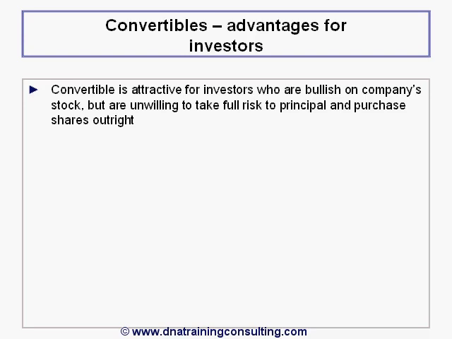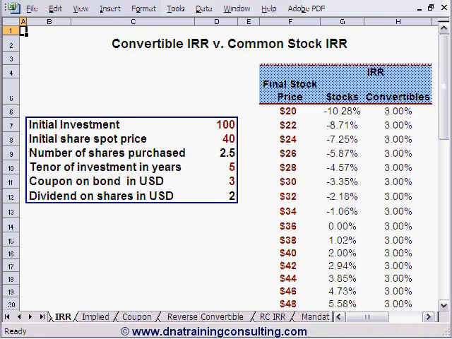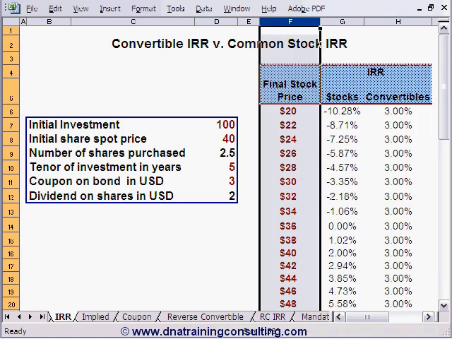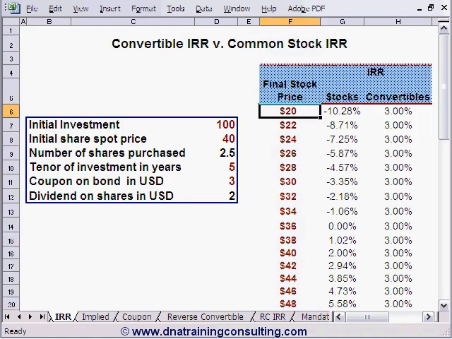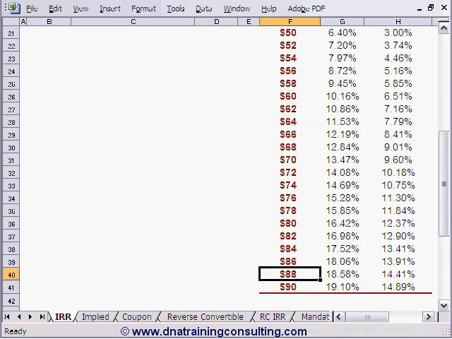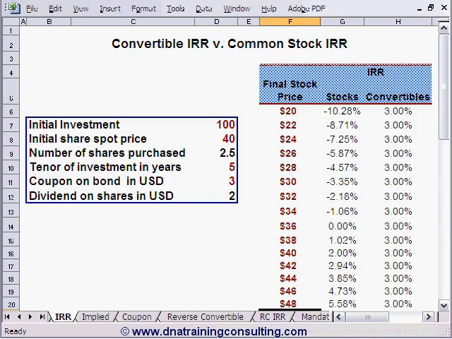An IRR comparison can best illustrate the pros and cons of these two alternatives, so we turn next to worksheet IRR. Column F in this worksheet once again contains a price range for the stock starting at 20 and going all the way down in the part of the worksheet that you cannot see initially to 90. But careful, this time these are the prices of the stock on the bond's maturity date in 5 years. Final stock price, it says here.